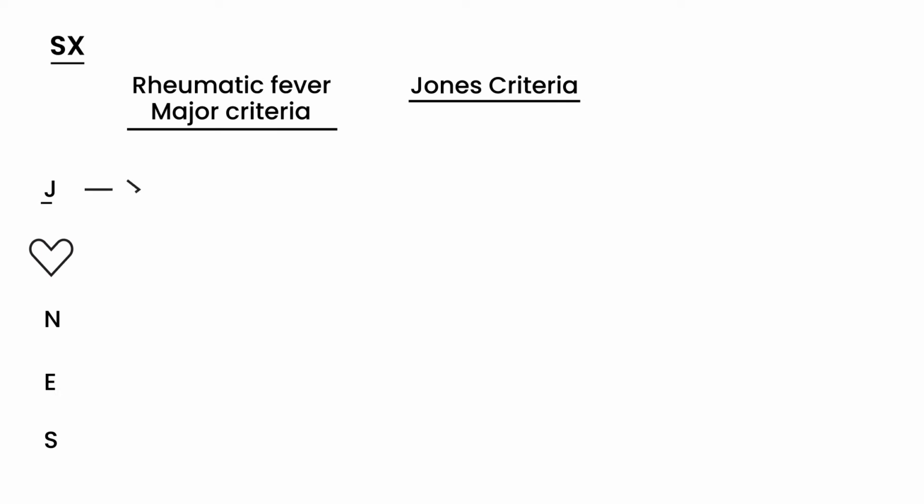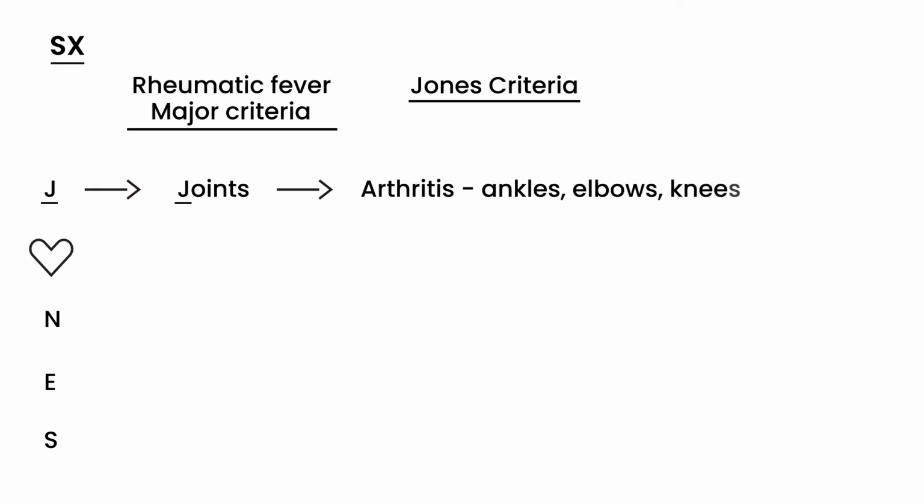So the J stands for joints, and in particular what we're referring to is arthritis. Arthritis is one of the symptoms that occurs in rheumatic fever, and it can occur in several joints, but the most common ones are ankles, knees, elbows, and wrists. And it's a very painful arthritis, and it can be very swollen and tender, red and hot.